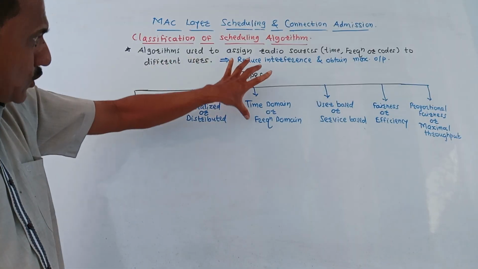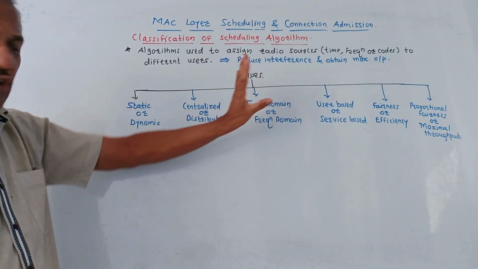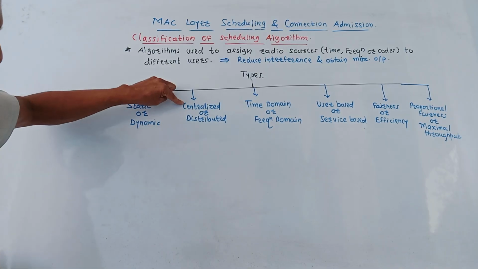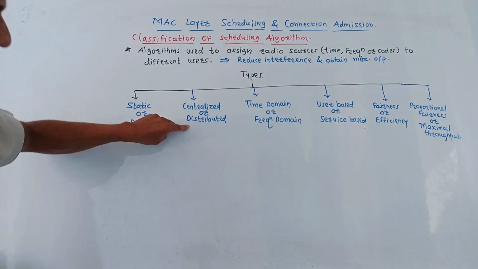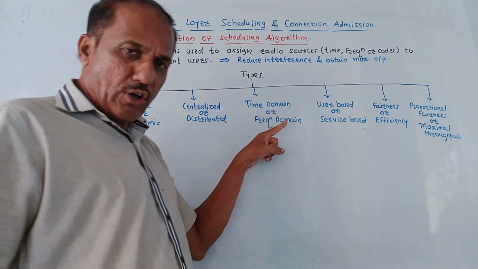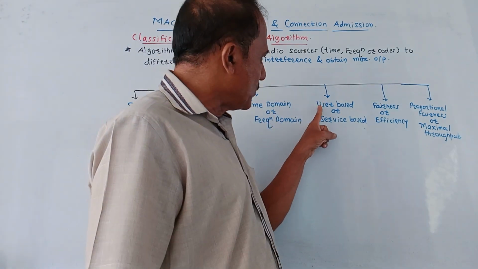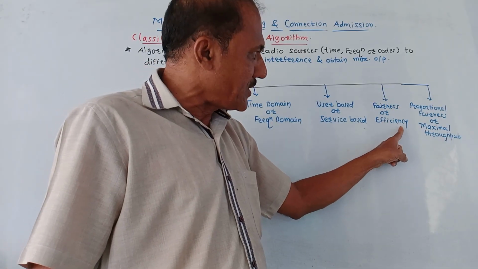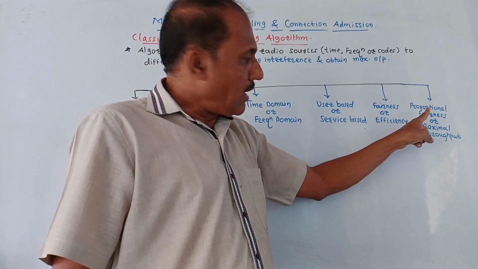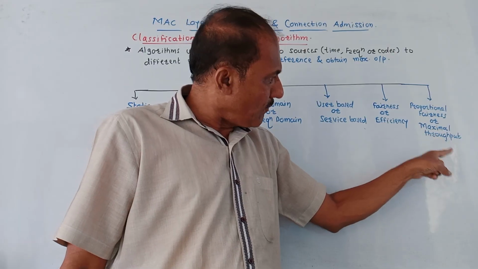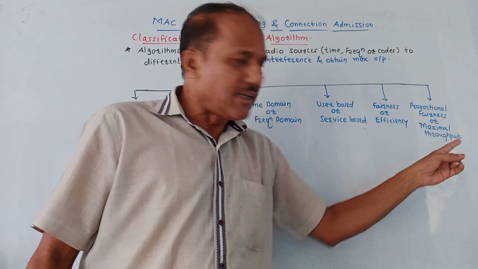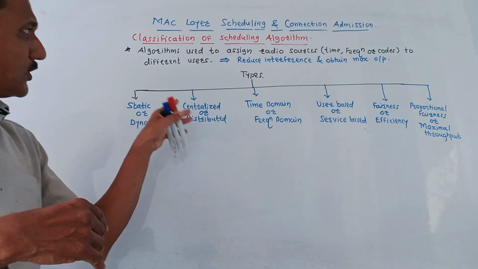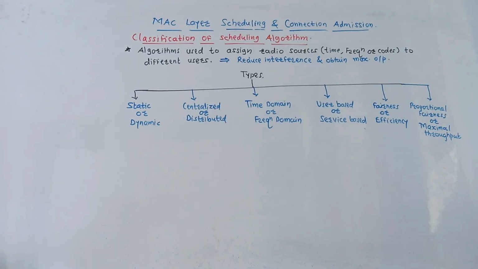Now this chart shows the different types of scheduling algorithms. First is static versus dynamic, next centralized versus distributed, third is time domain or frequency domain, next is user based or service based, next fairness or efficiency, and last is proportional fairness versus maximal throughput. Now we will discuss each type of scheduling algorithm in detail.